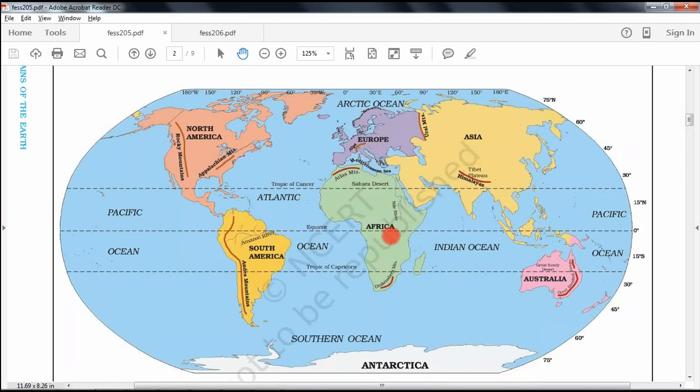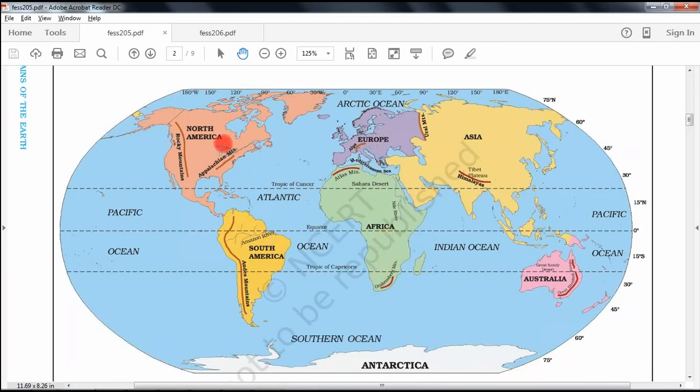And Africa is surrounded by oceans. At east, it is surrounded by Indian Ocean. At south, there is Southern Ocean. At west, you have Atlantic Ocean, and at north, there is Mediterranean Sea.